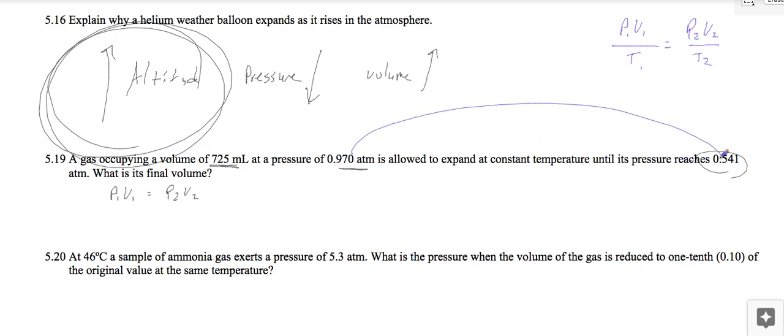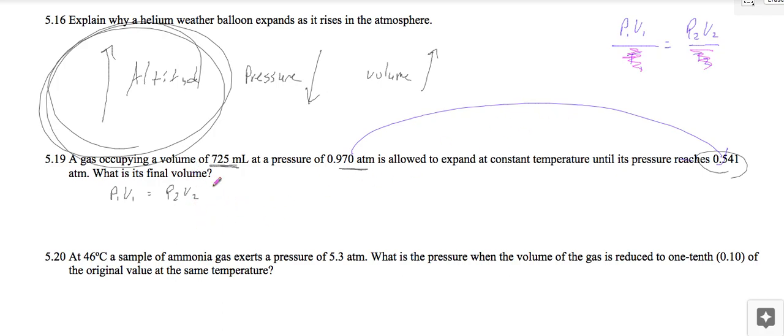So we have, right, a change that occurs. That's our clue to use this as an equation. And then we just get rid of whatever is constant. And so the temperature is going to be constant, and so we can simply get rid of that, and we have the law that we need, and that's going to be Boyle's law.